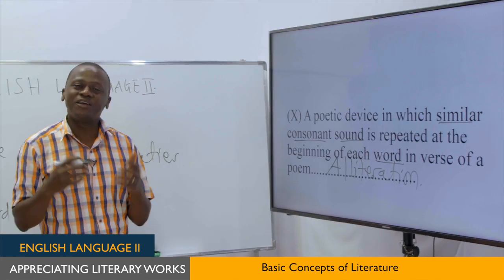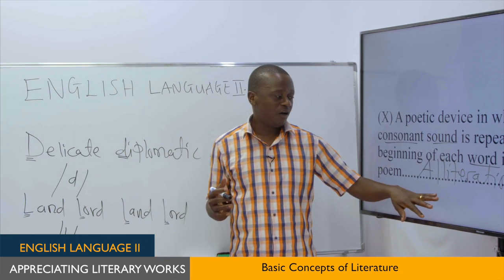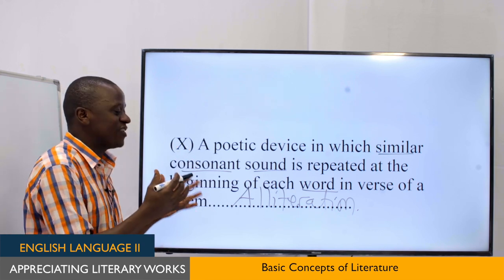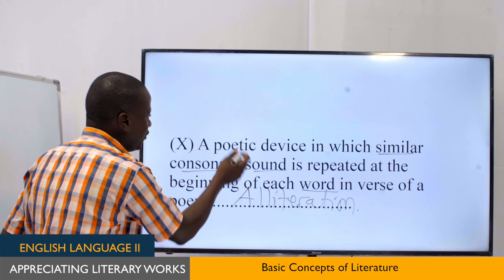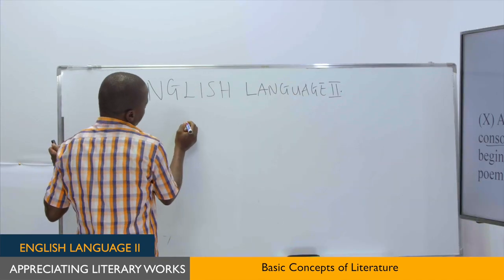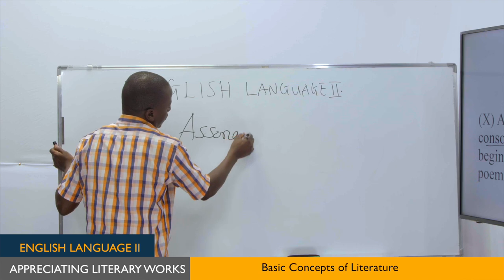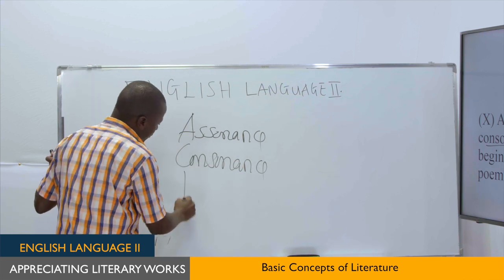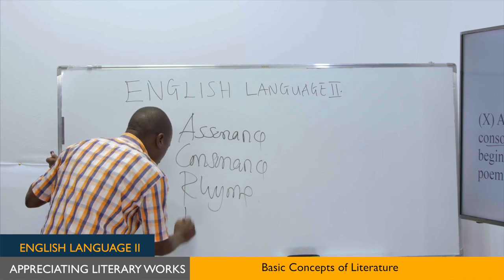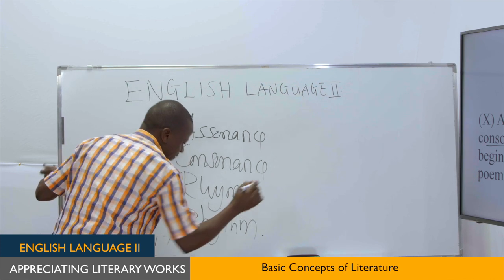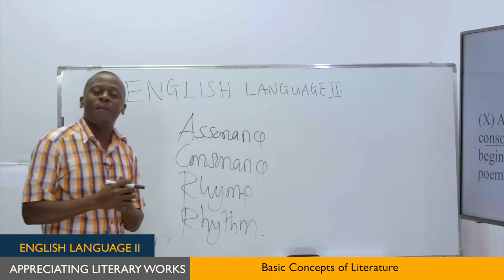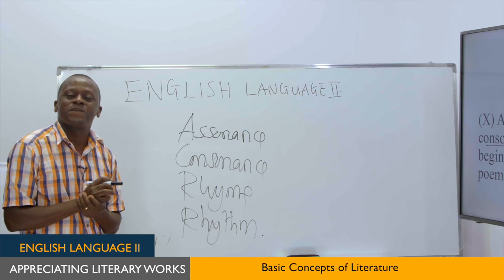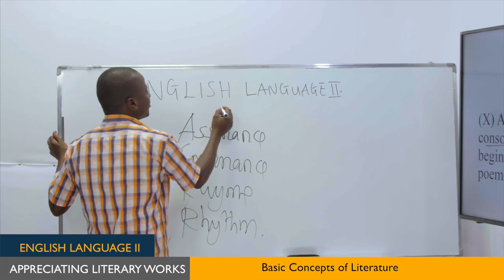Alliteration. My dear students, it's not enough for you to understand this particular term, alliteration, alone. Now think of other literary terms or other sound devices which are found in the poem. Think of assonance. Think of consonance. Think of rhyme. Think of rhythm. Think of meter. Think of iambic. Now all these are found in sound device.